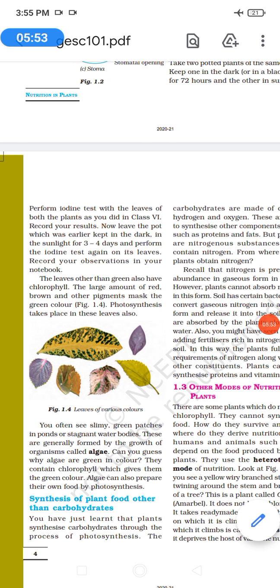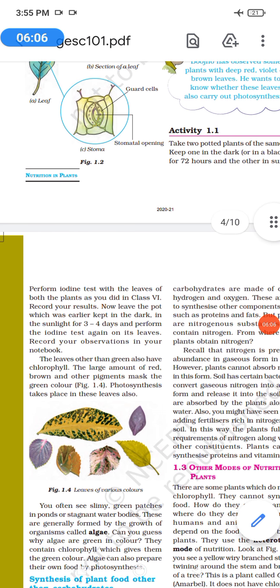Not only that, we can see leaves in red color, pink color, all these things. It is not that chlorophyll is not present in those leaves. Chlorophyll is present, but there are other pigments which are going to mask this green color. That is why you will find some leaves which are red in color, pink in color, and so on.